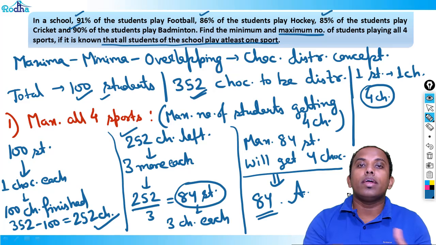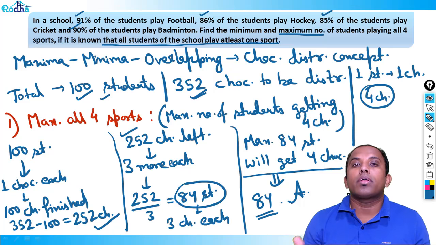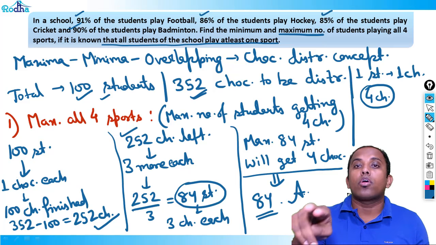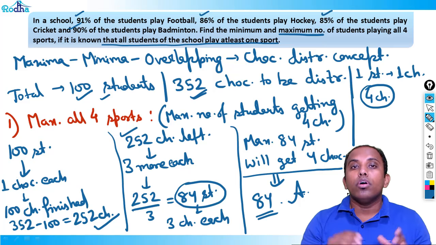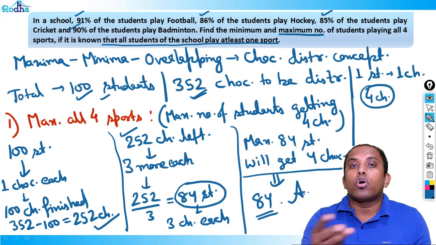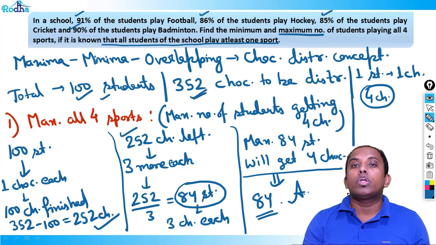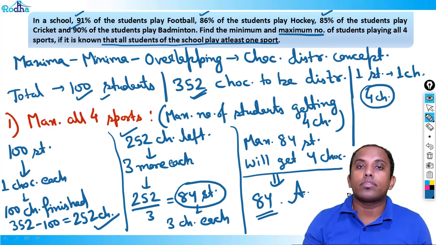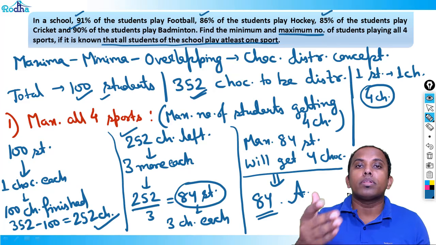Right. Because they already have 1 chocolate, and the maximum they can get is 4 chocolates each because there are only 4 sports here. So I have to give 3 more chocolates, right? So with 252 chocolates, I want the maximum people to get 4 chocolates each. So I can give 3 more to how many people? 84 people. 252 by 3, 84.